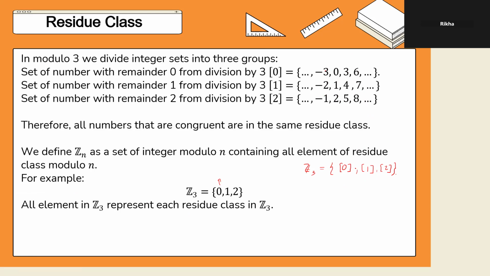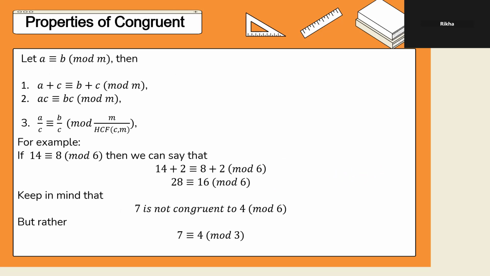Okay. So 0, 1, and 2 are called the residue numbers. So, the residue numbers, yeah, so we call it that. All elements in Z3 represent its residue class. That's the one I already explained.